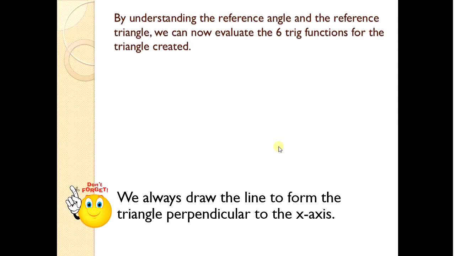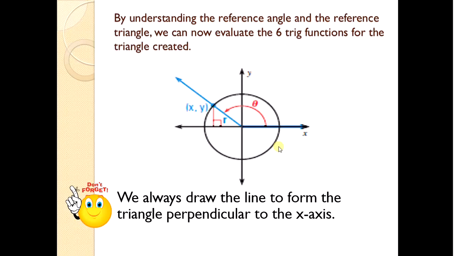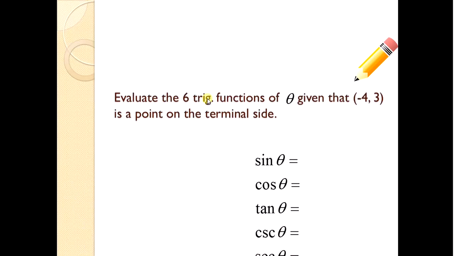Now, what is this going to do? By understanding the reference angle and reference triangle, we can now evaluate these 6 trig functions for the triangle that we create. So here I have this angle that's been swept out right here, theta degrees. They created a reference triangle, dropped it down perpendicular to the x-axis. Notice, don't forget that. And now I have this xy point right here, right? Well, what's really kind of cool about this is that x and y relate to the sides of this triangle. So let's take a look at actually how this looks.